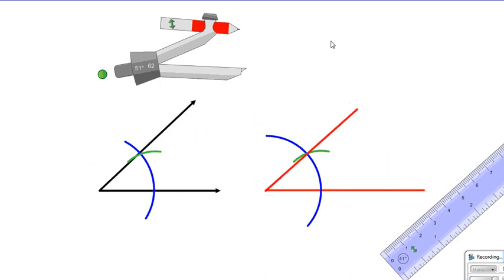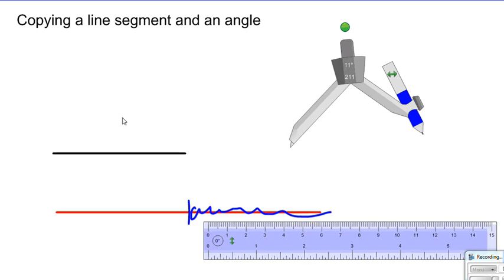All right, so there it goes. That's how we can copy an angle, and previously, this is how we were able to copy a line segment.